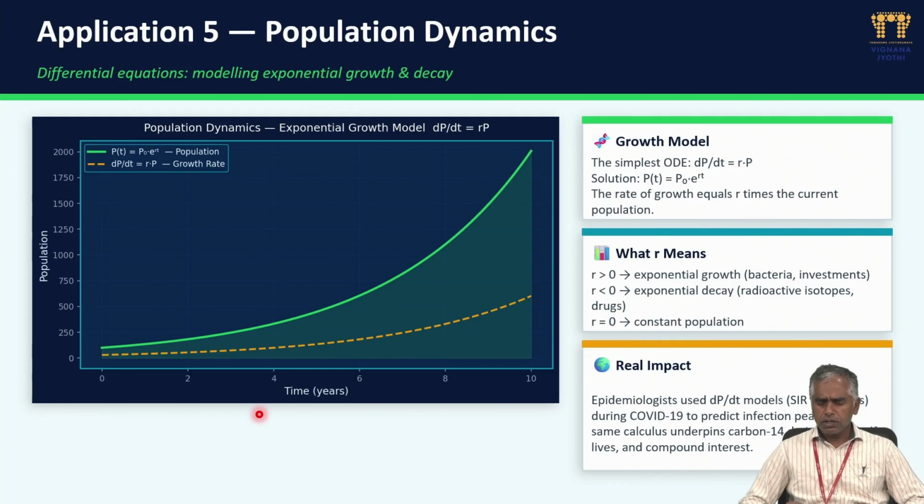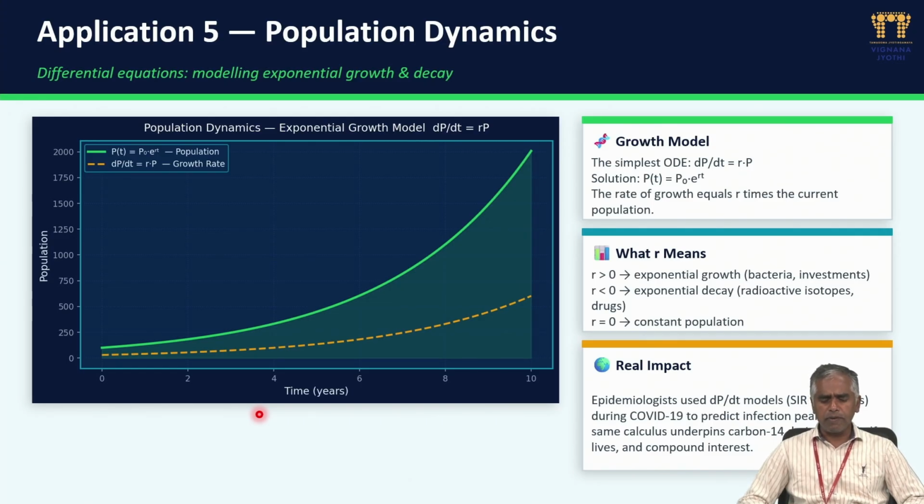When r less than 0, exponential decay, that is radioactive isotopes and drugs. Okay, when the population increases, then the eatables or medicines may become very expensive. If they are expensive, automatically their production will reduce. That is related to r less than 0, that is exponential decay. When r equal to 0, constant population. That means if there is no change in the present population, then we can see the constant growth of the population.